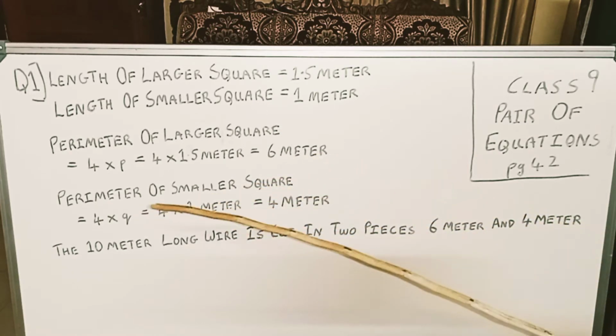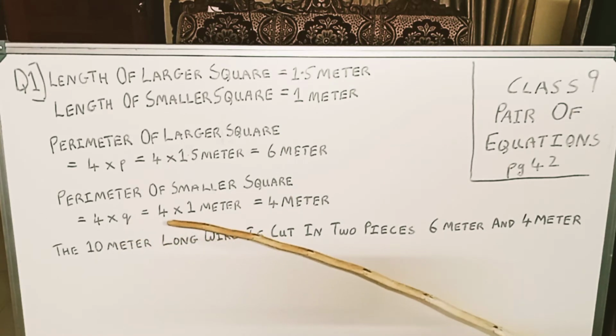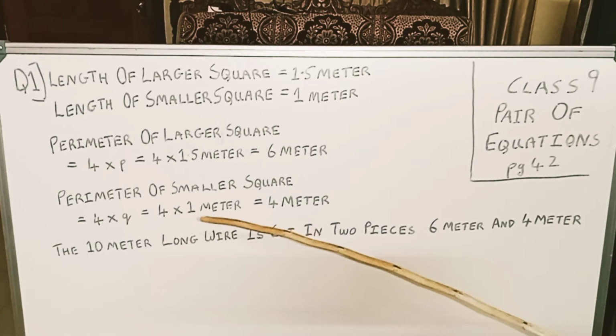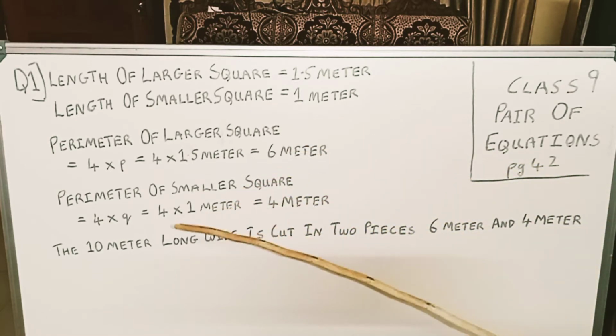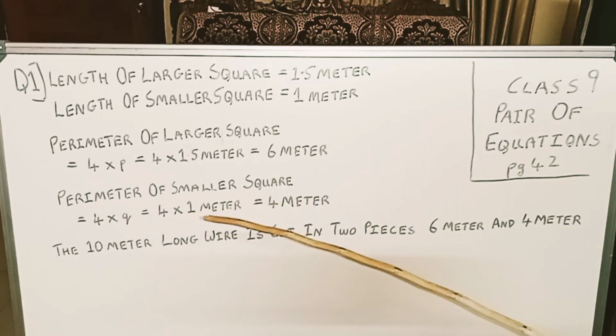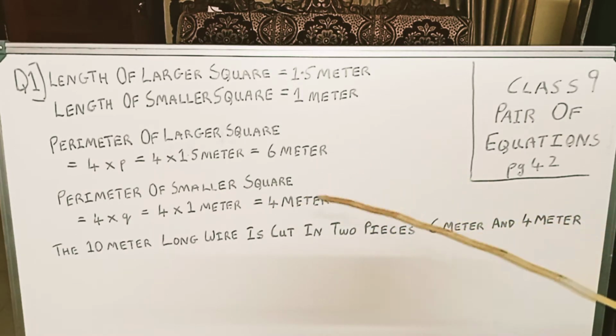Now the perimeter of the smaller square is equal to 4 into q. Instead of q we will substitute 1 meter, since the length of the smaller square is 1 meter. So 4 into q, or 4 into 1 meter, would be 4 meter. So we have got 6 meter and 4 meter.